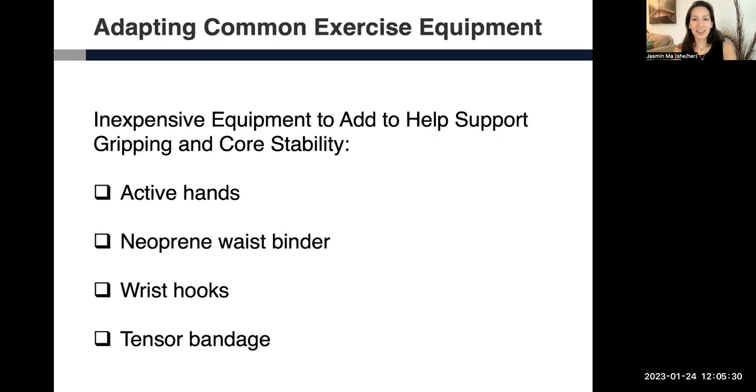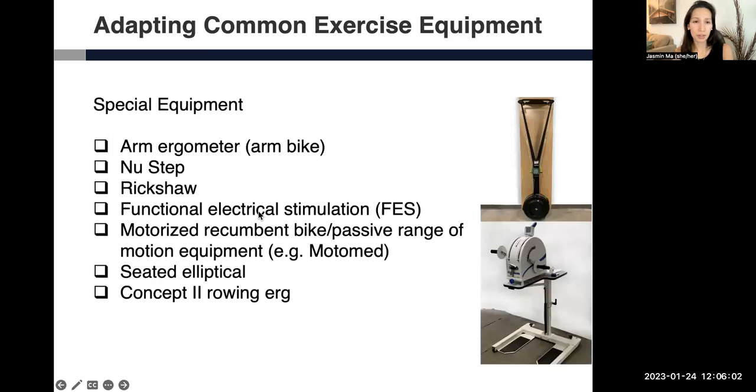And then we'll talk about advocacy in a second here, but if I ever have a gym space that asks me, what can we get in terms of maybe low cost equipment that can help make our spaces more accessible? Typically things that I'll recommend are things like active hands or wrist hooks to help supplement grip. Something like a neoprene waist binder for having difficulty with core control. And then the cheapest option to supplement grip is even tensor bandages, but they're a lot harder to get in and out of without any sort of assistance, which can also be the case with those other grip assistants.